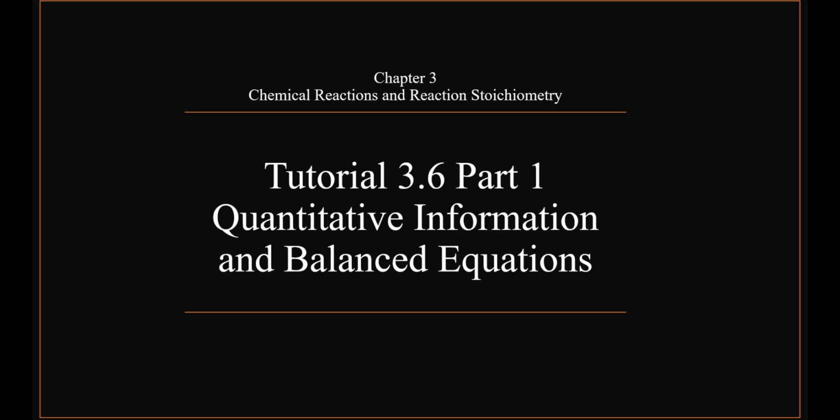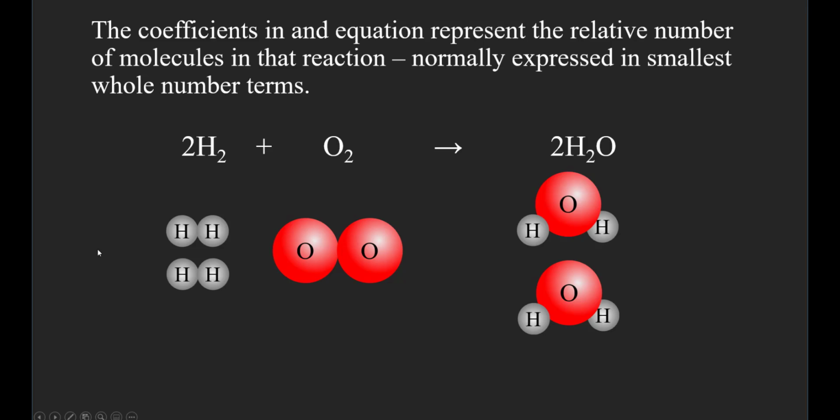Welcome to tutorial 3.6 part 1 on stoichiometry, as it's typically referred to. It's looking for quantitative information from balanced equations. So we start with a balanced chemical equation and we use it to answer other questions about reactants and products. So let me give you an example.